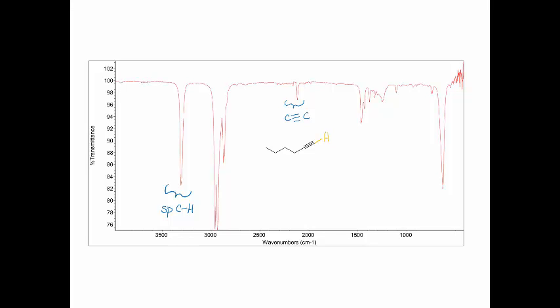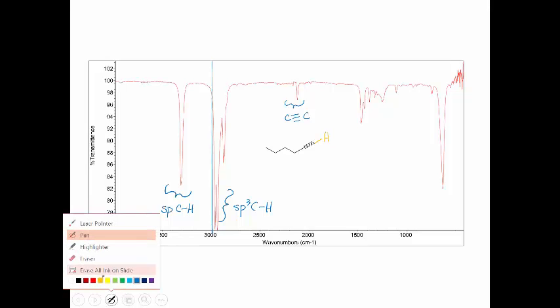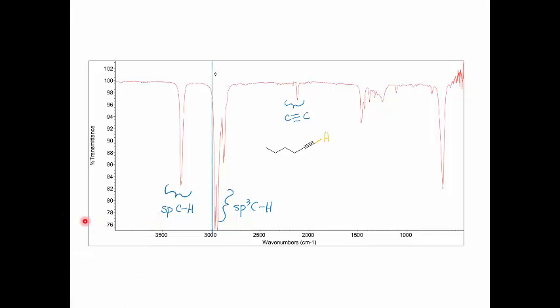And in this molecule we can still draw our line up from 3000, and we'll see that we have sp3 carbon hydrogen. But you can see that the region of the spectrum where we would have the sp2 carbon hydrogen right here, we don't have anything there. So let's label that. No sp2 carbon hydrogen in this molecule.